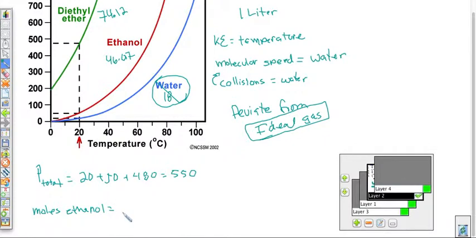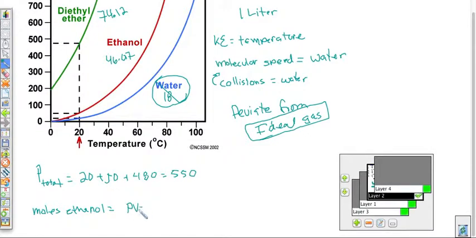Moles of ethanol equals what? Well, at 20 degrees Celsius, let's just use this 20 right here. At 20 degrees, we figured out that the pressure was 50, right? And this is in torr. So 20 degrees Celsius is going to be 293 Kelvin. Very important when you use these gas laws to convert to Kelvin.